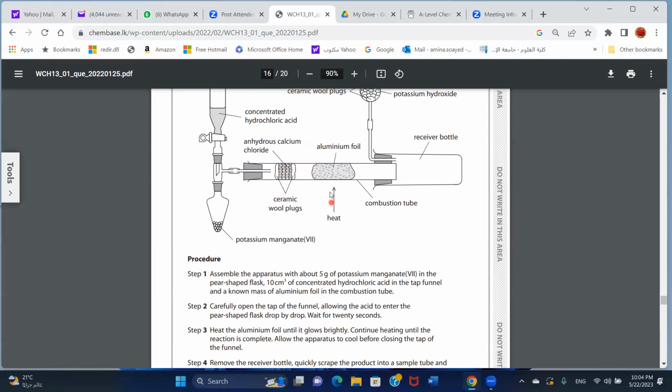So if they started to heat the aluminum foil at the beginning, then the aluminum would react with the oxygen that is present in the air. So they don't want that. They want the aluminum only to react with the chlorine. So to give time for the chlorine to fill this part of the tube and start to react with the aluminum. Okay, so allow the chlorine to take the place of the oxygen and the air and react with the aluminum foil.